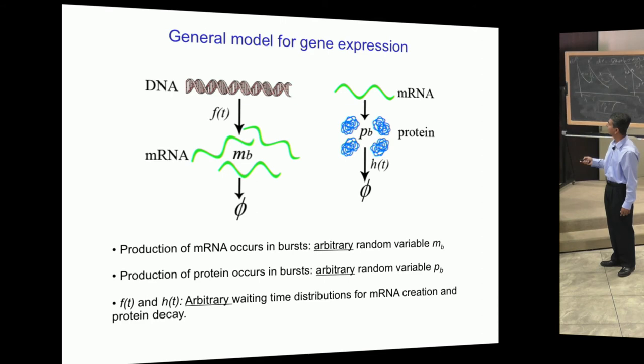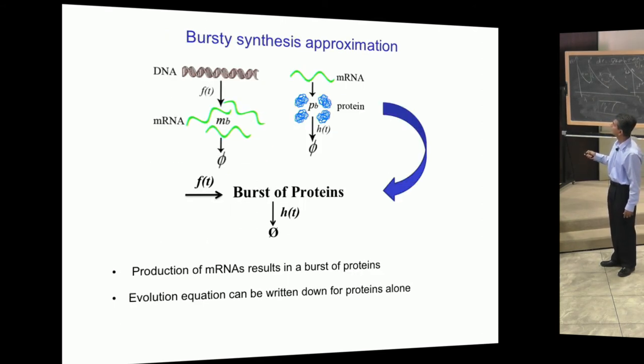This is very hard to deal with, but again, as we learned in Romain's talk, we can do a reduction, and I'm doing this more phenomenologically. It's been shown for the simplest models, but in general, on physical grounds, we can assume that if the mRNA lifetime is short compared to the protein lifetime, then you can basically integrate over the mRNAs and just say that every time an mRNA is created, it gives rise to a burst of proteins with some burst distribution. And so you can write down the evolution equation for proteins alone. That's the level at which I'll be looking at things.